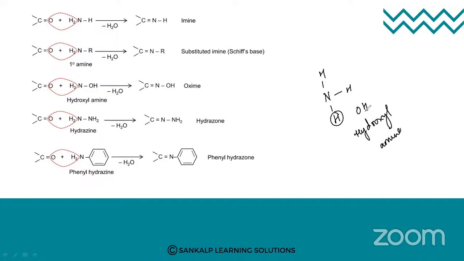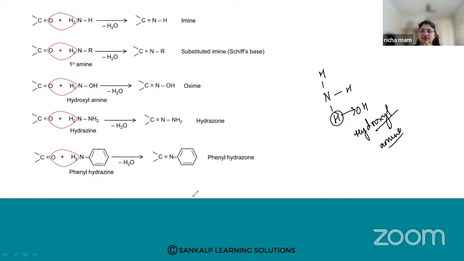When one of the hydrogens is replaced by an OH group, it results in hydroxylamine. Now this hydroxylamine, when it reacts with your carbonyl carbon, what do you get? You get an oxime. Again you get C double bond N O H. So this is called an oxime.